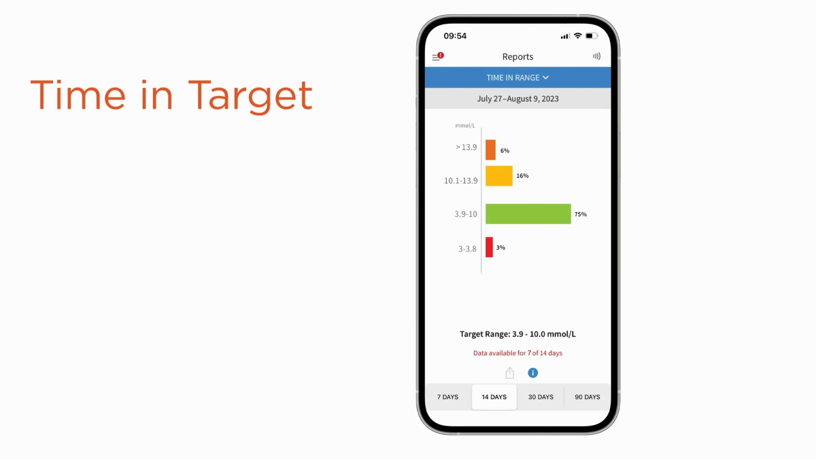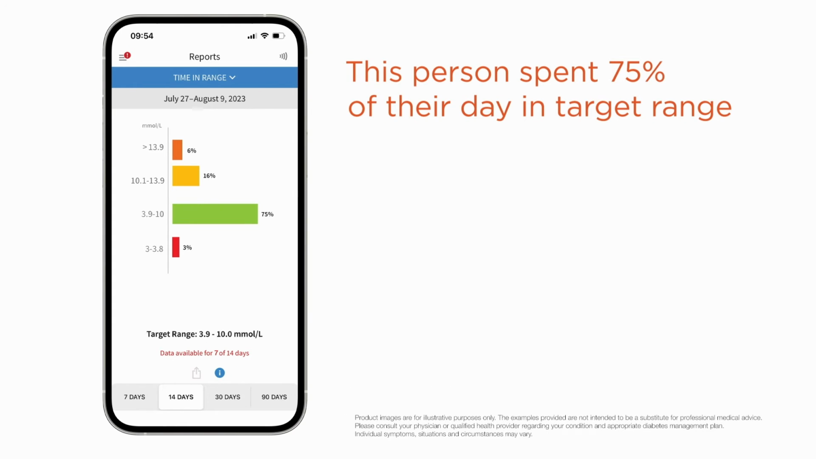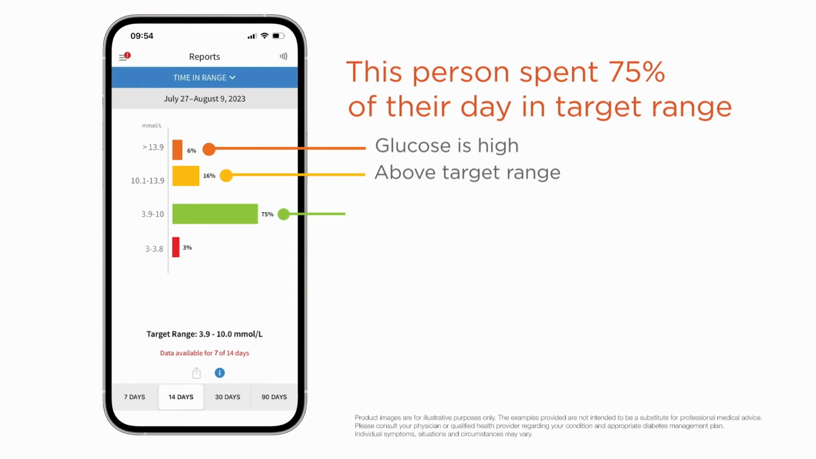Next, let's have a look at the time in target report. Time in target shows the percentage of time your glucose readings were below, above, or within your target glucose range. Here's an example of someone who spent 75% of their day in their target range. Orange shows you when your glucose is high, yellow is when you're above target range, green is when you are in range, and red represents low glucose.